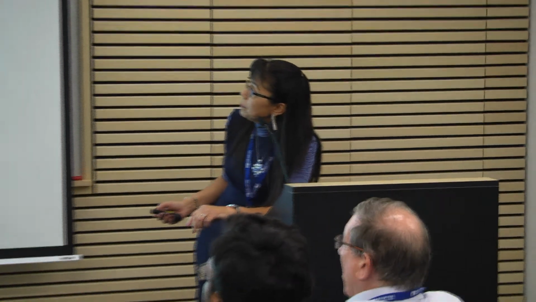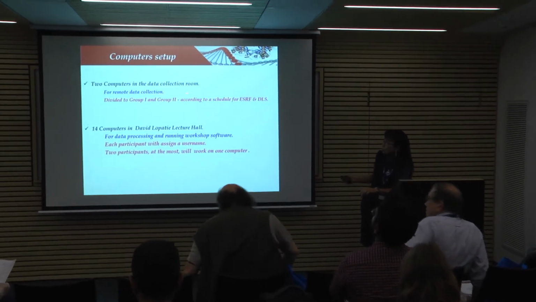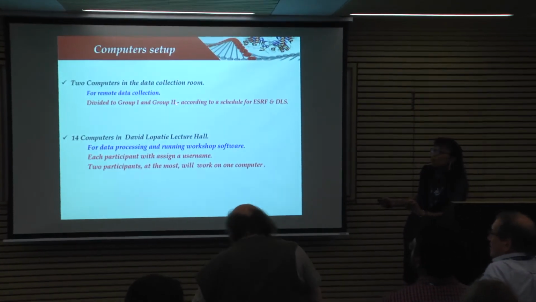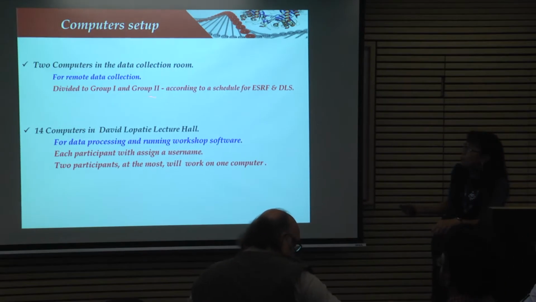Also, you've probably realized that the event is broadcast, and you can find the site on the homepage. Like we said, in the data collection room in the Lupati Center, we're going to have two computers for remote data collection. And we divided all of you into two groups, group 1 and group 2. Again, we're going to look at the schedule very soon.